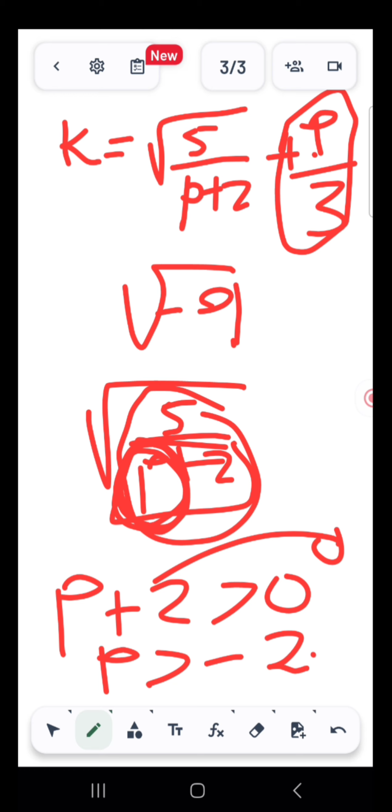So our answer is when p is greater than negative 2. And a number for p that's greater than negative 2 is negative 1. I'm substituting p.